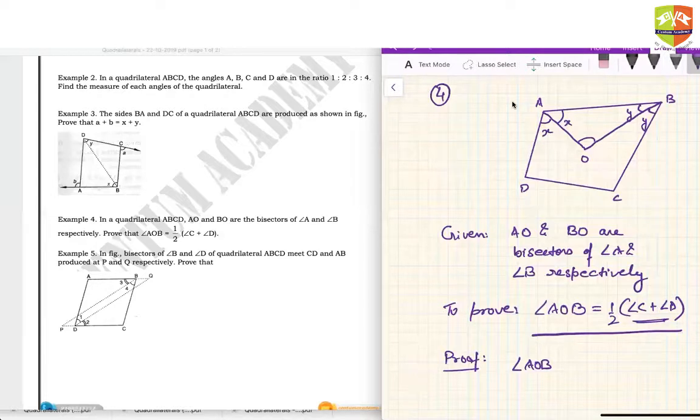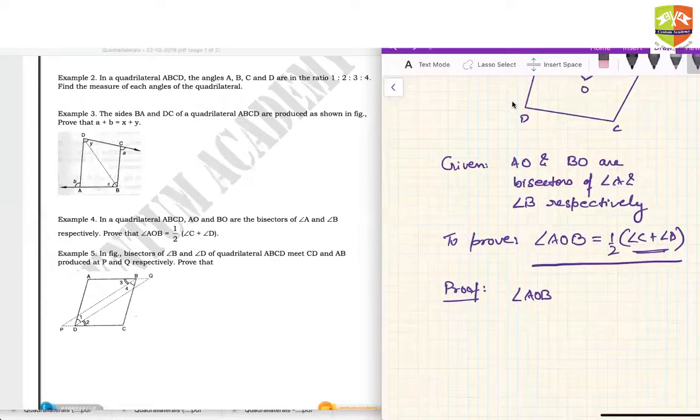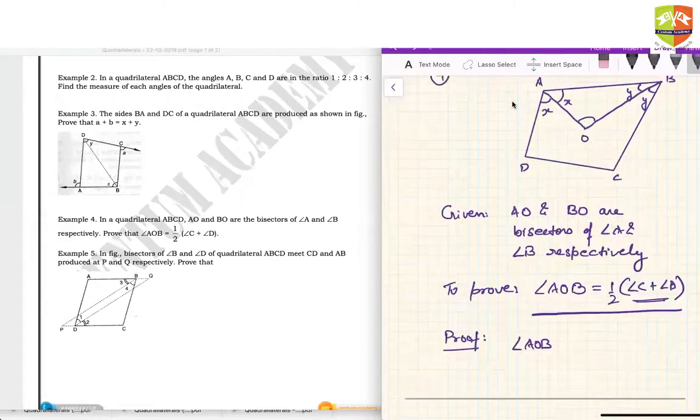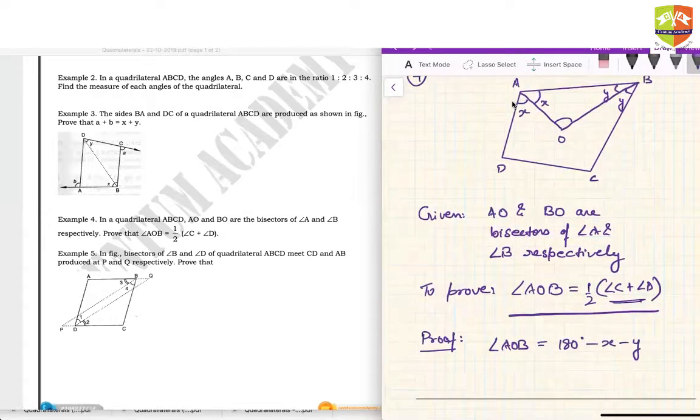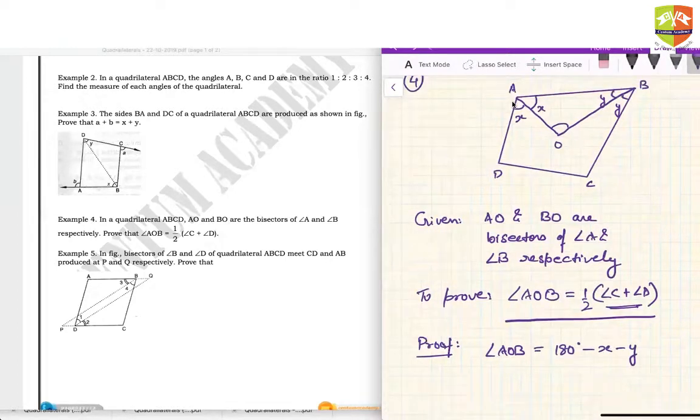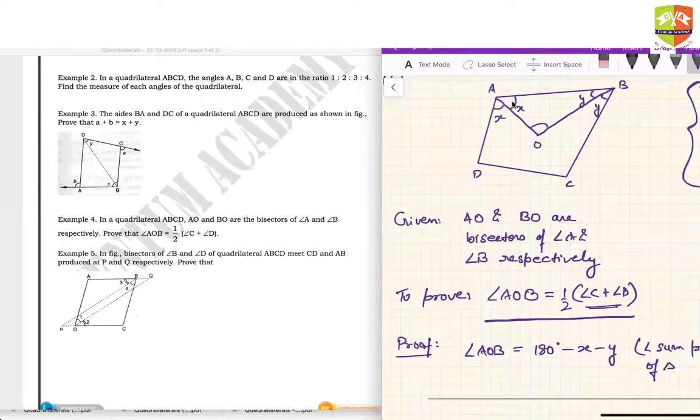Now, let's see the proof. I hope you got it. Okay, great. Now, angle AOB is half. So how do I express this in terms of X and Y? Clearly, if you remember, angle AOB can be written as 180 degrees minus X minus Y. Why? This is a direct result of the angle sum property of a triangle, isn't it? So this is a direct fallout of that.